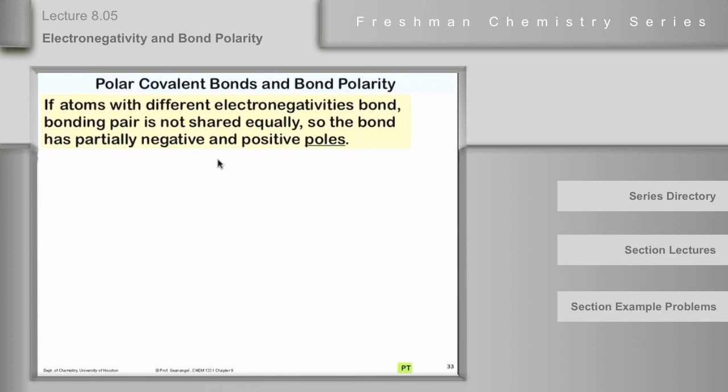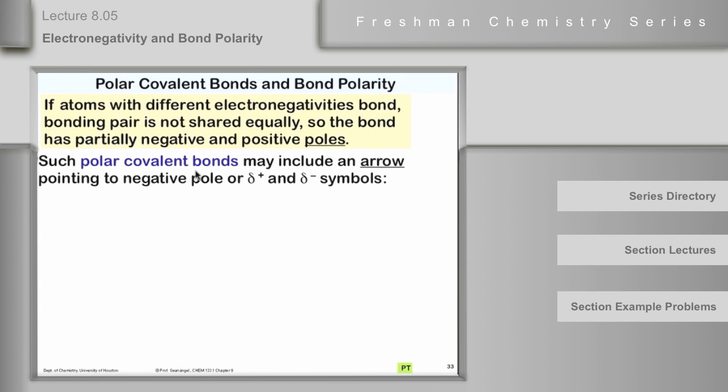Okay. So, if atoms with different electronegativities bond, and the bonding pair is therefore not shared equally, then we know, as we said before, the bond will have partial negative and positive poles. And we will call it, therefore, a polar covalent bond, in that it has covalency, but it has polarity due to the fact that the electrons in the bond are not shared equally. And this is not limited to single bonds. A carbon-nitrogen double bond is a polar bond, just the way a carbon-nitrogen single bond is. And we use delta plus and delta minus to indicate the partial ionic charges that are present.